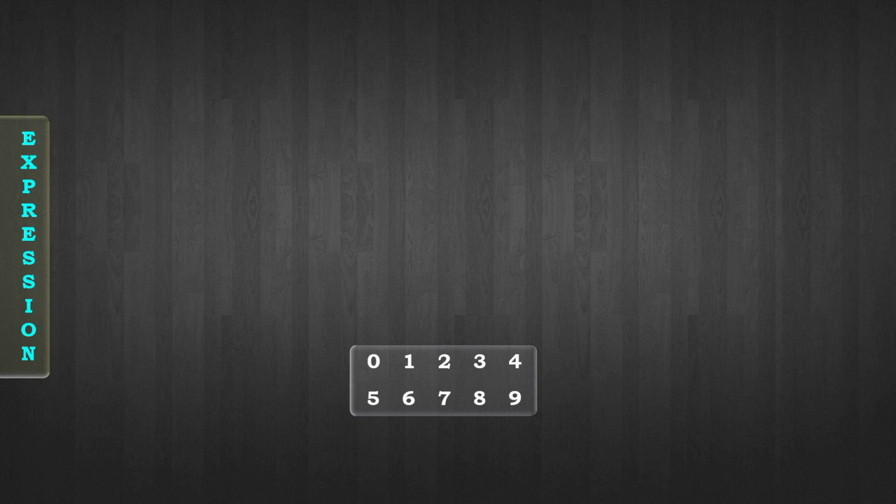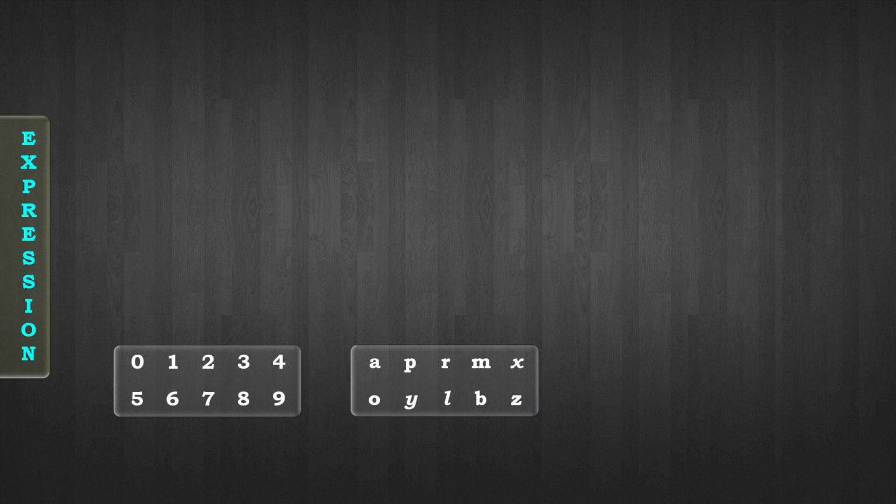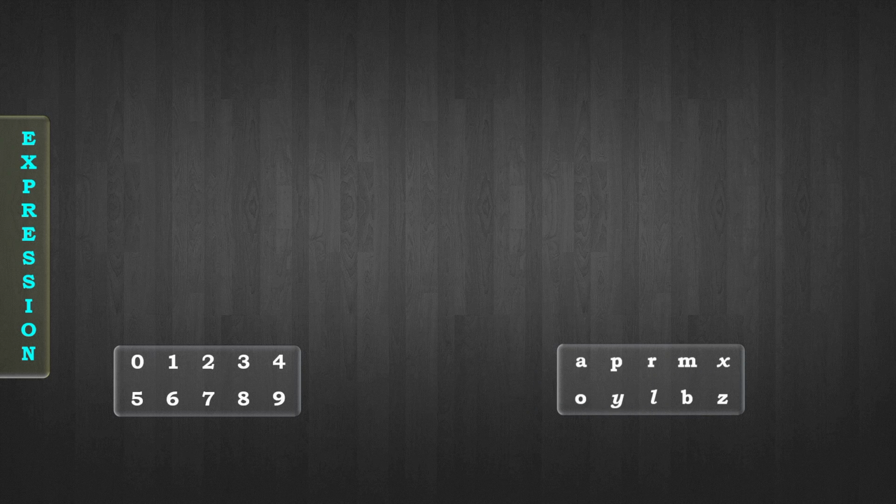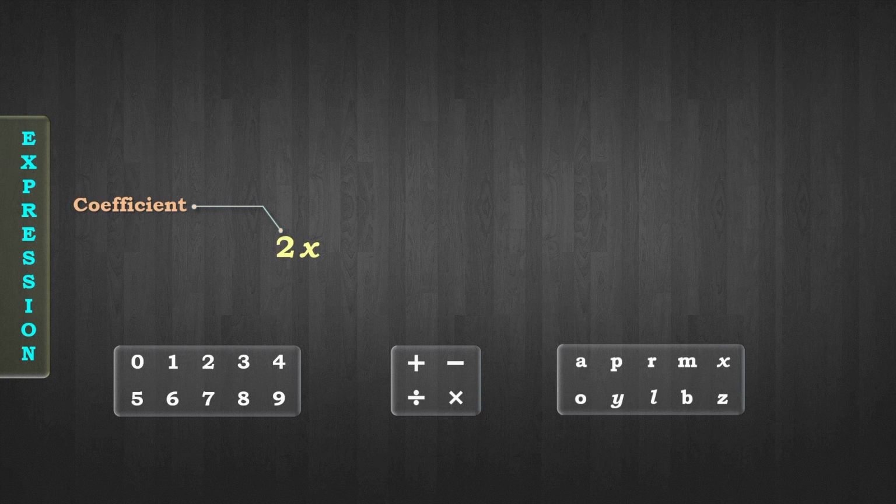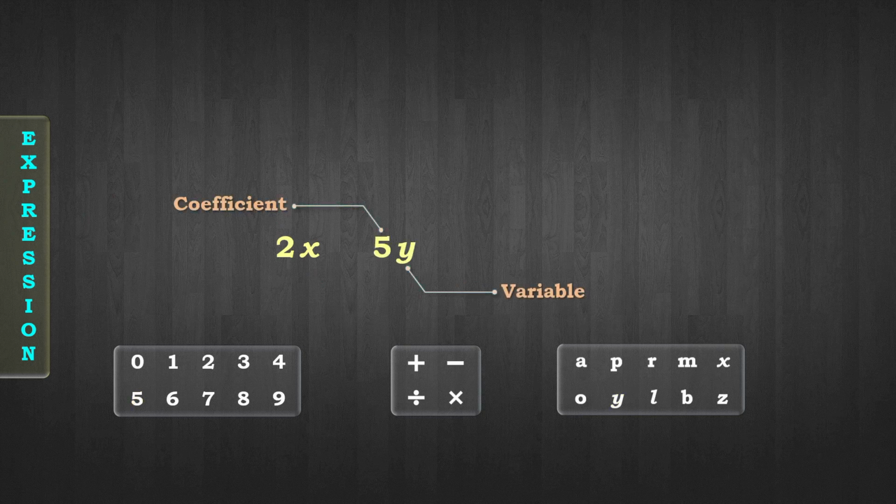In this slide, we are learning about polynomials. First, let us understand the parts of an algebraic expression. Look at the expression 2x. Here, 2 is called the coefficient and x is called the variable. Now look at the expression 5y. Here, 5 is the coefficient and y is the variable. So, a coefficient is the number that multiplies a variable and a variable is the letter whose value can change.